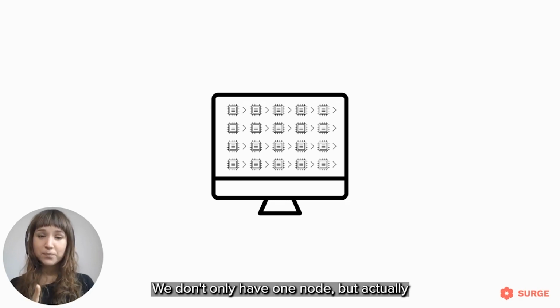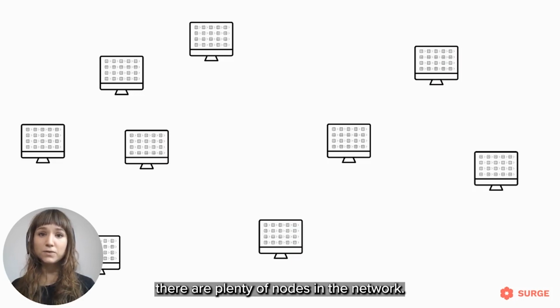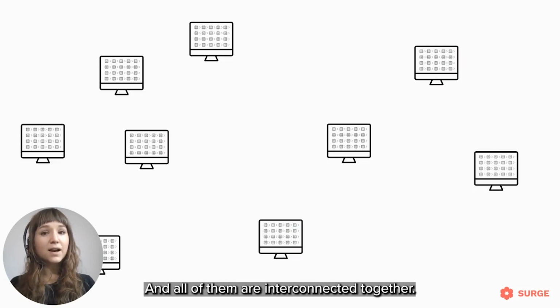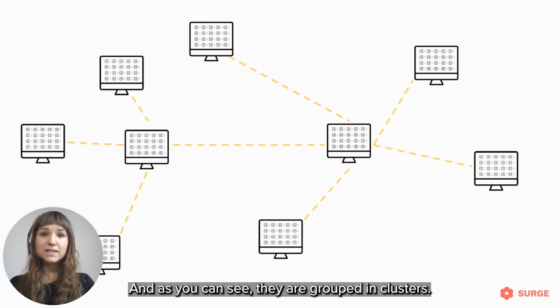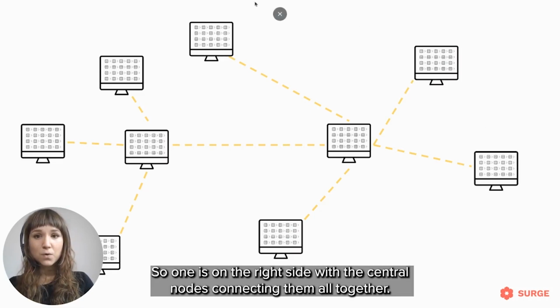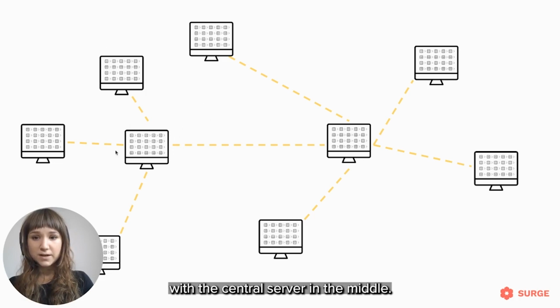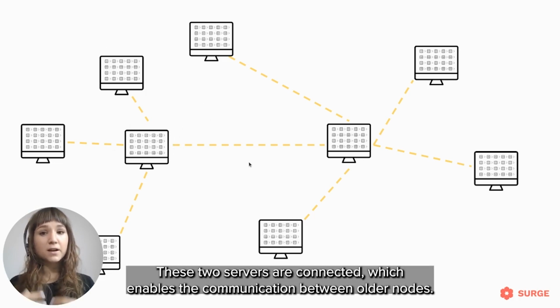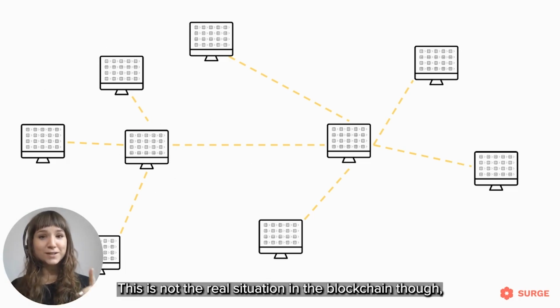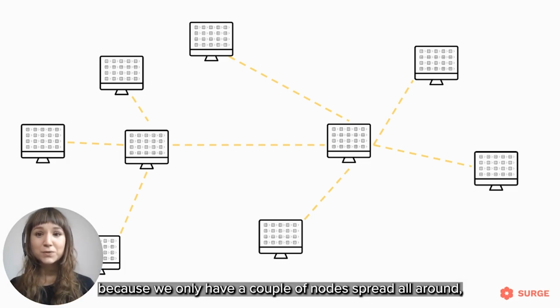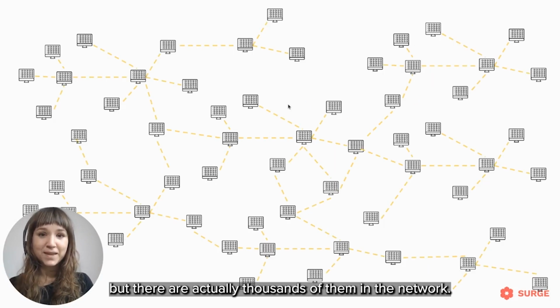And this is exactly what the blockchain network is. We don't only have one node, but actually there are plenty of nodes in the network. And all of them are interconnected together. And as you can see, they are grouped in clusters. So one is on the right side with the central node connecting them all together. The second cluster you can see here on the left side, again, with the central server in the middle. These two servers are connected, which enables the communication between all the nodes. This is not the real situation in the blockchain, though, because we don't only have a couple of nodes spread all around, but there are actually thousands of them in the network.